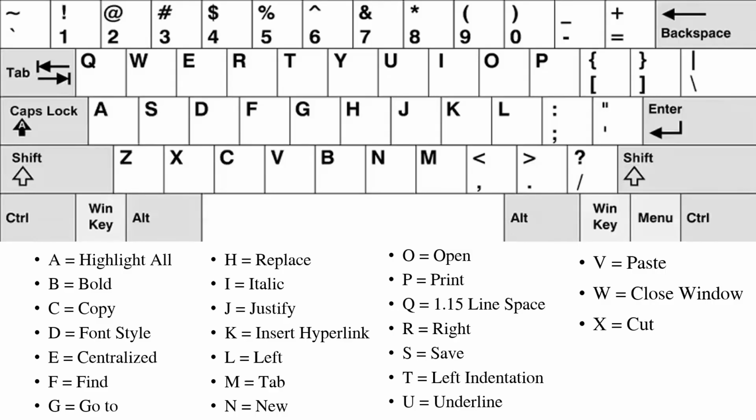We have Control X, which is to cut. Control X is to cut something, not copy. If we want to cut something, not duplicate it by copying, but move it from one place to another, we use Control X. Then we have Control Y, which is redo, and Control Z, which is undo. So we have redo and we have undo.